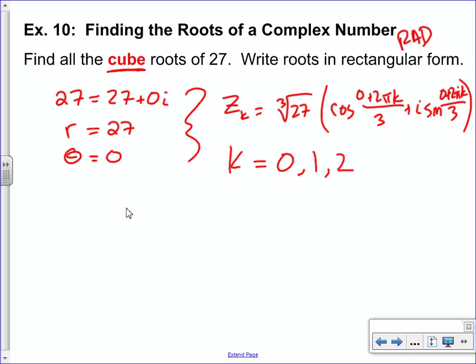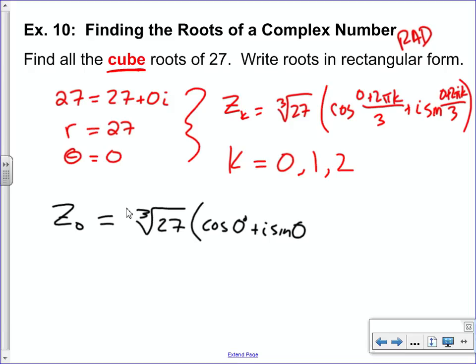Okay. Here we go. Z0. Cube root of 27 times cosine 0 plus 0 is 0, plus I sine 0. Right? Cosine of 0 is 1. I sine of 0 is 0, so the cube root of 27 is just 3. That's why that's one of the real ones. Okay. All right. Z1.